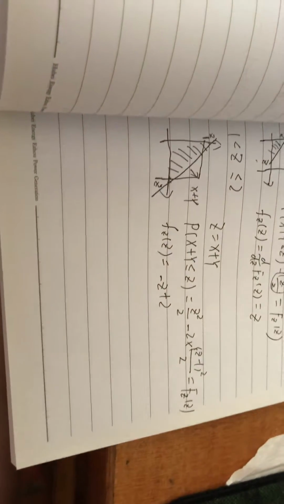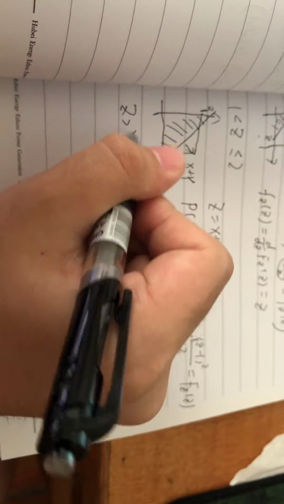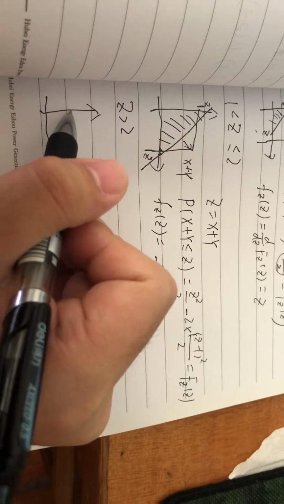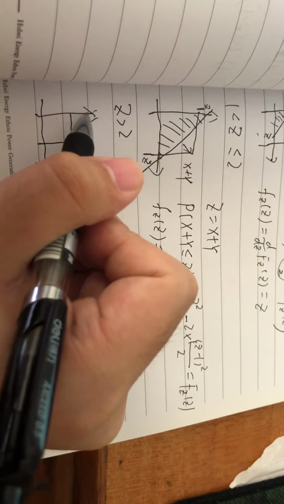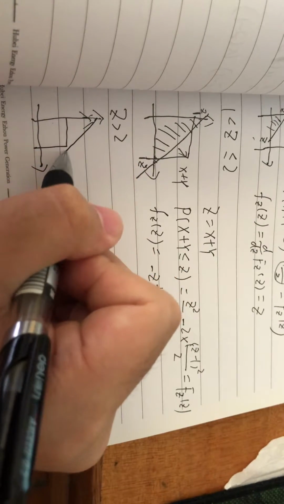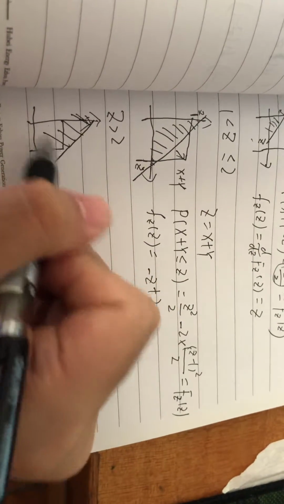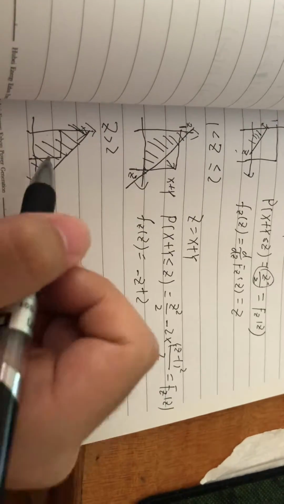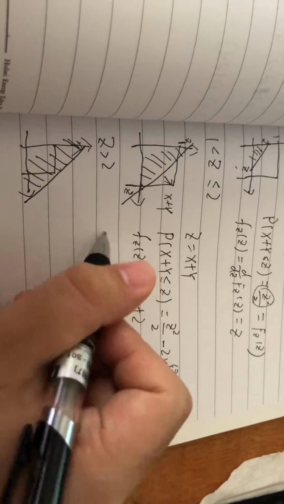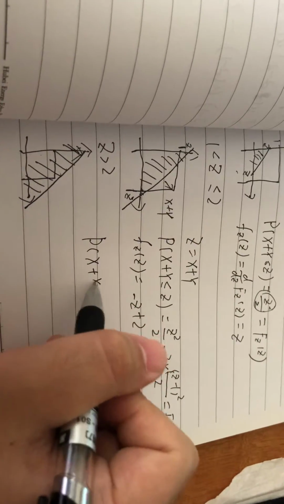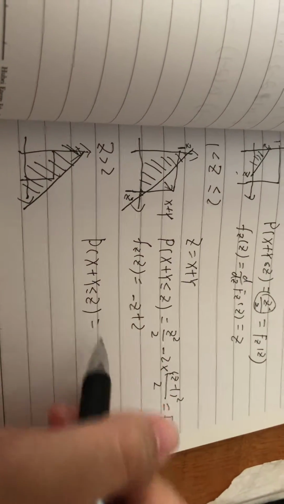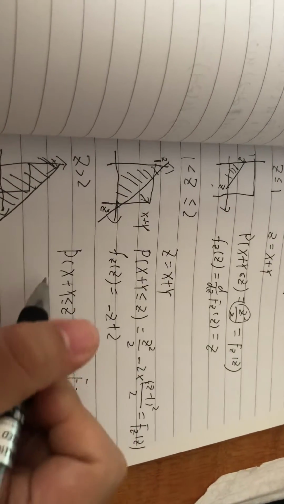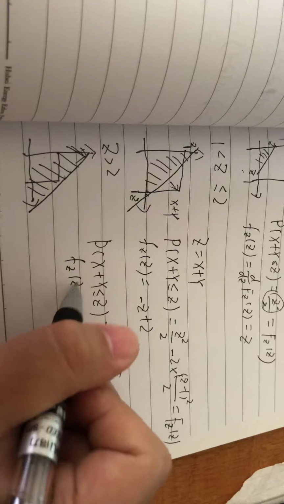And the last situation is z greater than 2. We have a new graph like here. Because the square is totally included in the triangle, the probability that x plus y is less than z equals 1, which equals capital FZ, and fZ equals 0.